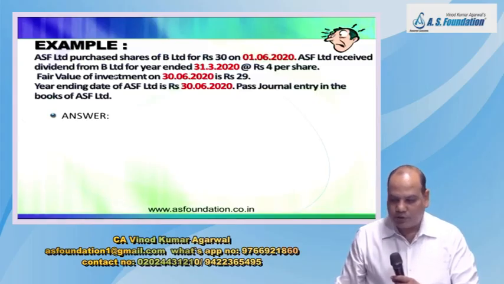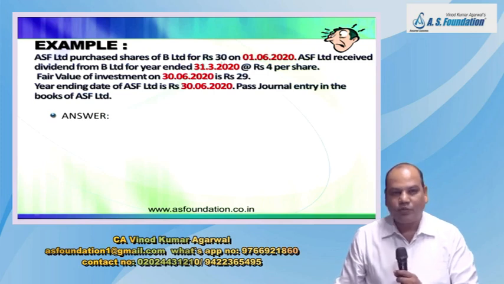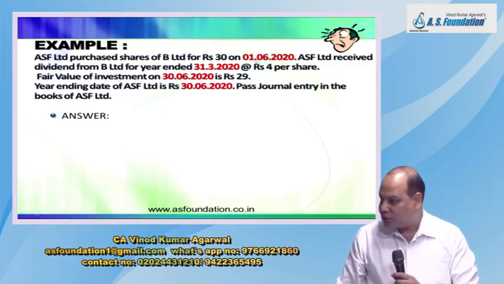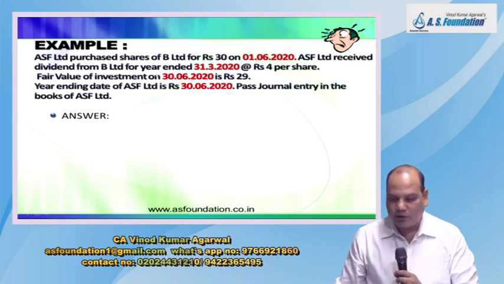Now solve this small question on dividend. ASF Limited purchased shares of B Limited for rupees 30 on 1/6/2020. ASF Limited received dividend from B Limited for the year ended 31st March 2020 at rupees 4 per share. Fair value of the investment on 31st March 2020 is rupees 29. Year ending date of ASF Limited is 30th June 2020. Pass journal entries in the books of ASF Limited.